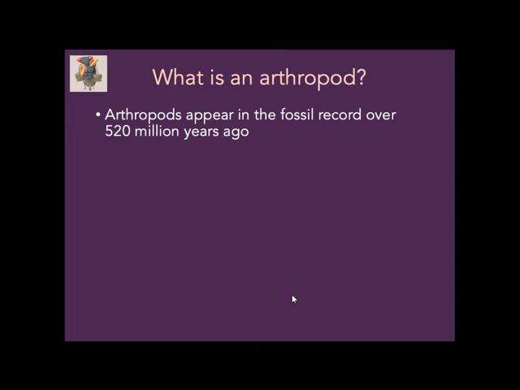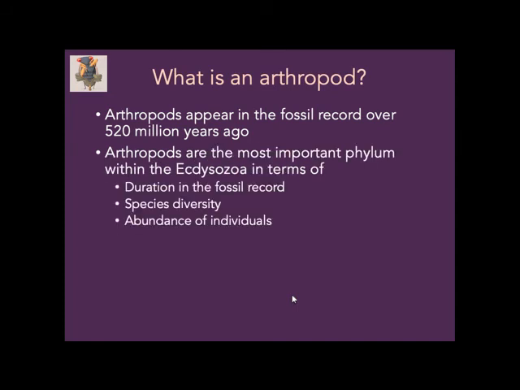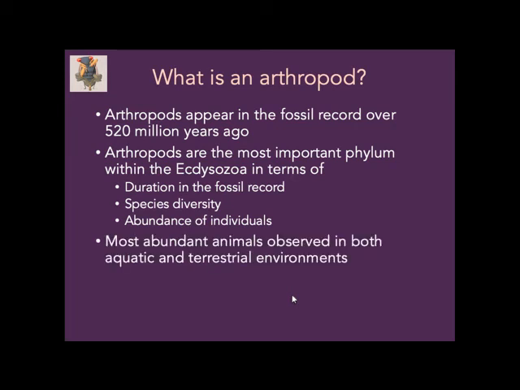So they have three key features. The first is a segmented body. And so the body is organized into morphological units called tagmata. So, for example, insects have three tagmata, so they have a head, a thorax, and an abdomen. Spiders have two tagmata, an abdomen and a cephalothorax.